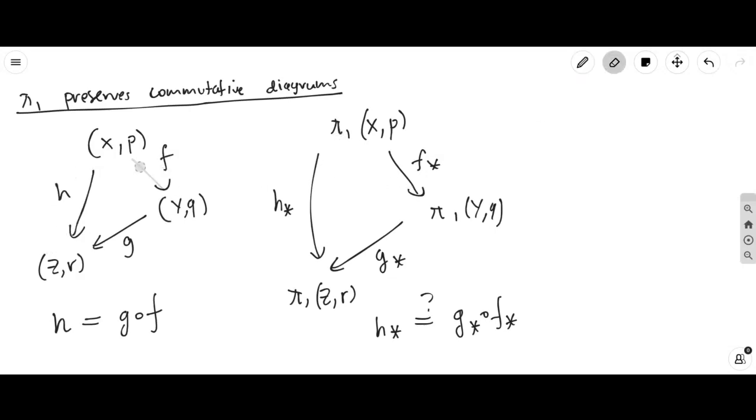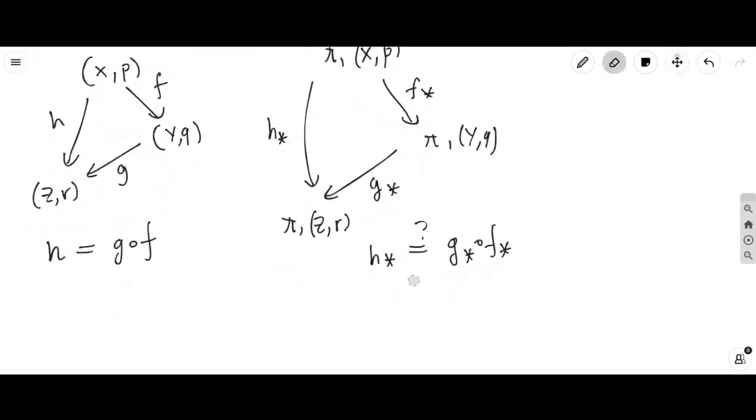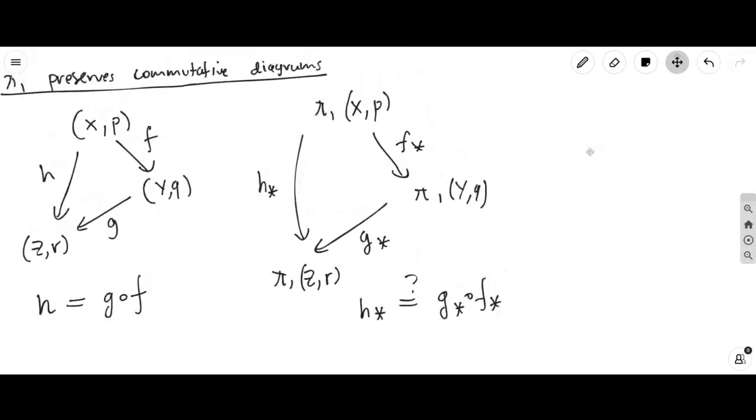So this is a diagram of pointed spaces, and the functor takes each of these objects and replaces them by groups. Furthermore, it takes every one of these morphisms between those objects and replaces them by homomorphisms between those groups. And we want to see, does the diagram still continue to commute? This is basically what we have to check.